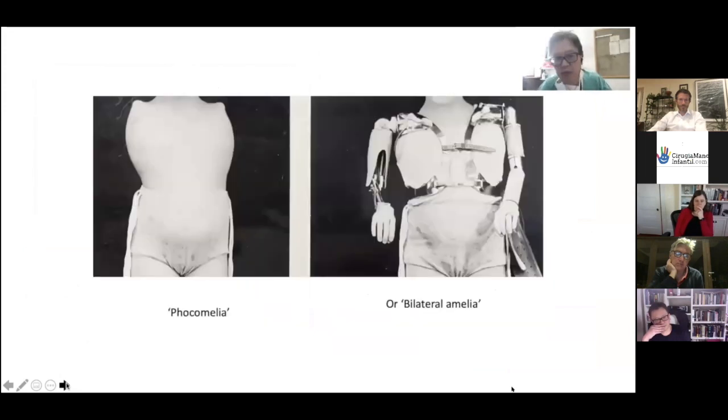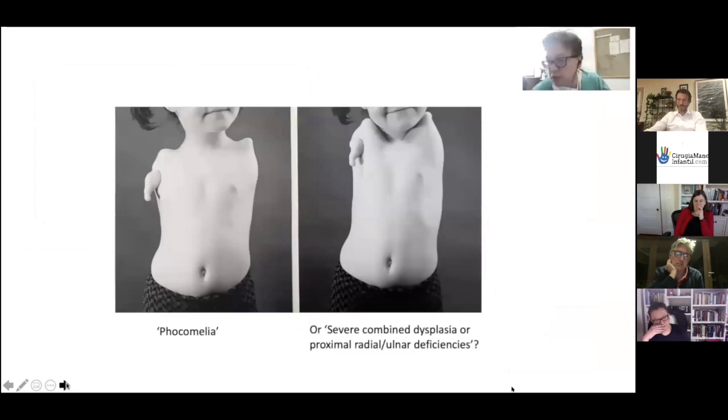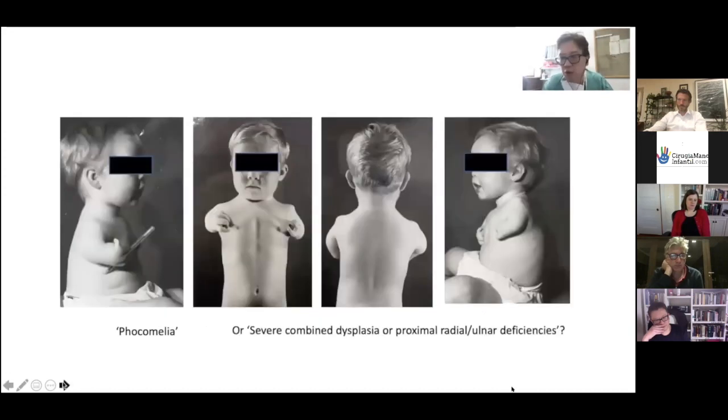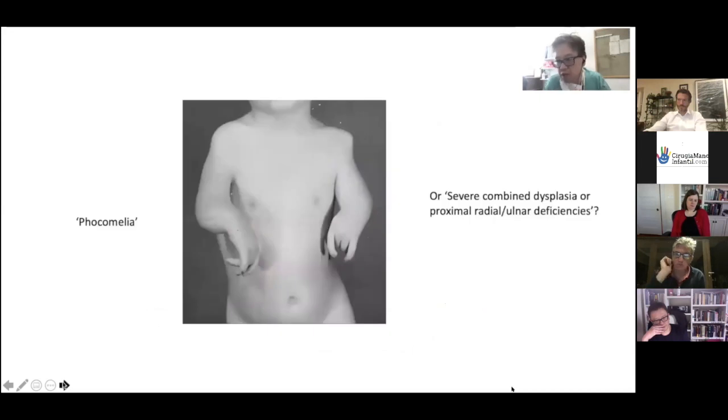So some of the cases from the archive described as phocomelia in the notes can probably be classified as bilateral amelia transverse arrest in the OMT. These were the thalidomide cases. What about this on the right side? Described simply as phocomelia. Should this be perhaps a severe combined dysplasia or proximal radial ulnar deficiency? What about this? Is this phocomelia, or is it a severe combined dysplasia or proximal radial ulnar deficiency? Or this, is this again a phocomelia or severe combined dysplasia?